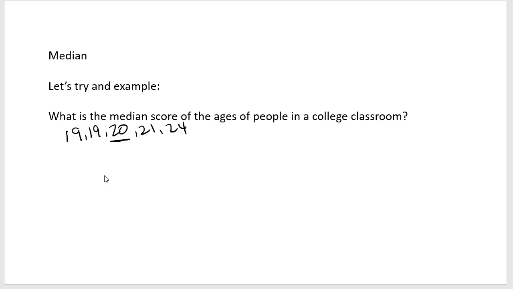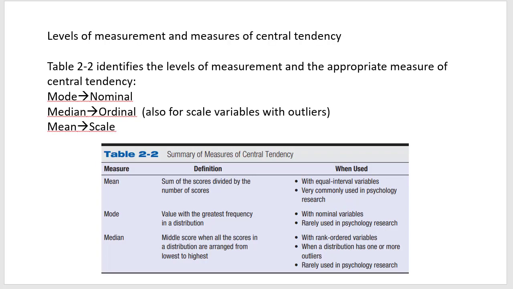Or for variables that have values that are far away from the mean or far away from the middle of the group, we call those outliers. So if you have a scale variable like this, you can use the median if it has an outlier. Otherwise, you use the mean as the main measure of central tendency. So let's talk a little bit about when we use the mean, median, and mode.